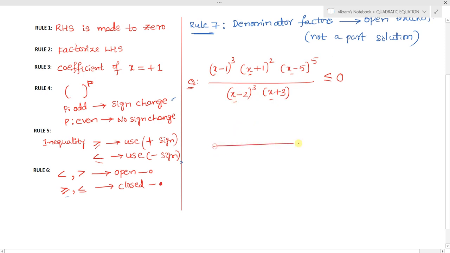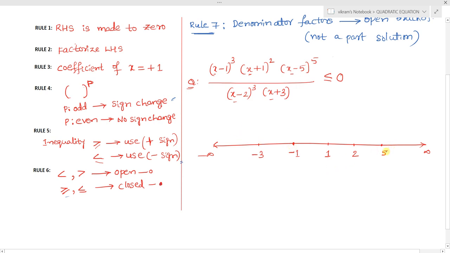Then next, directly draw a scale from -infinity to +infinity. What are the factors we have? x minus 1 means the value of x is 1, and x plus 1 means the value of x is -1. Next, x minus 5, here the value of x is 5, and x minus 2, here x is equal to 2. x plus 3 means x is equal to -3.